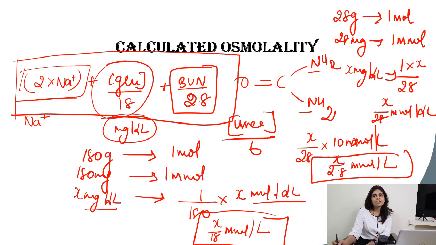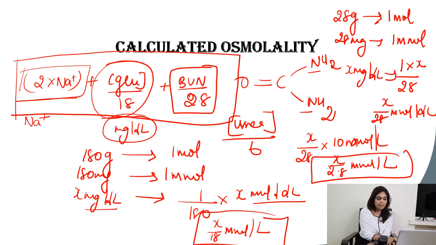Reason is the molecular weight of urea is 60. So when you divide it by 60 and multiply it by 10, it becomes divide by 6. So the formula is either blood urea nitrogen by 2.8 or urea by 6.